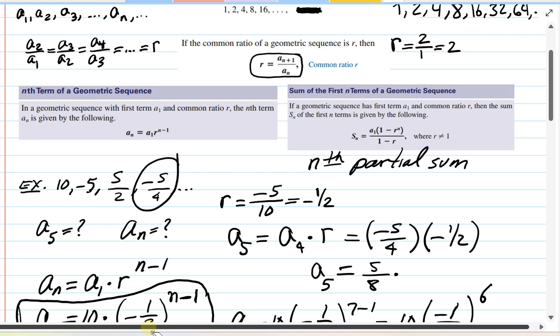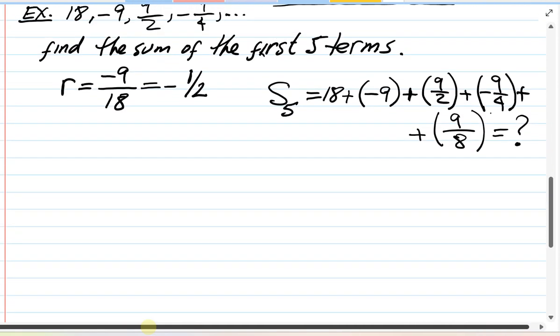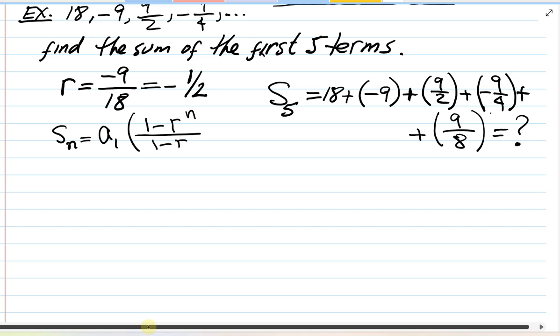But then again, if the common ratio is 1, the sequence is not going to be geometric anyways. You're just going to get, for example, if I start with 100, common ratio 1, next one is 100, 100, 100, 100. That's not a geometric sequence. Okay, S sub n, a1, 1 minus r to the n over 1 minus r. So let's write that formula for reference. It's going to be a1 times 1 minus r to the n over 1 minus r.